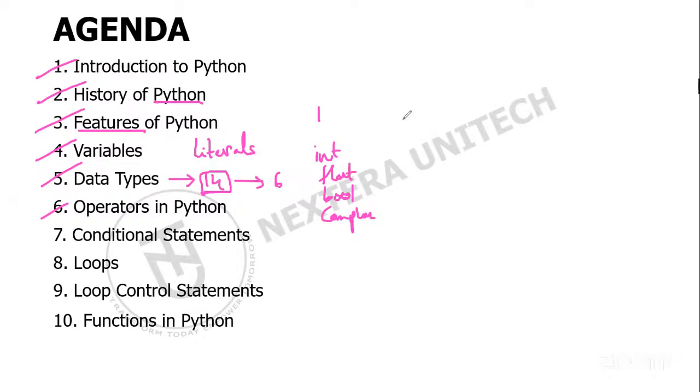Next to fundamental category data types, we have sequence category. What is the purpose of sequence category? To store a sequence of values, multiple values, in which we have str, bytes, byte array, and range. Purpose of str data type: str data type helps us to store a sequence of characters. Bytes data type helps us to store positive integers ranging from 0 to 255.